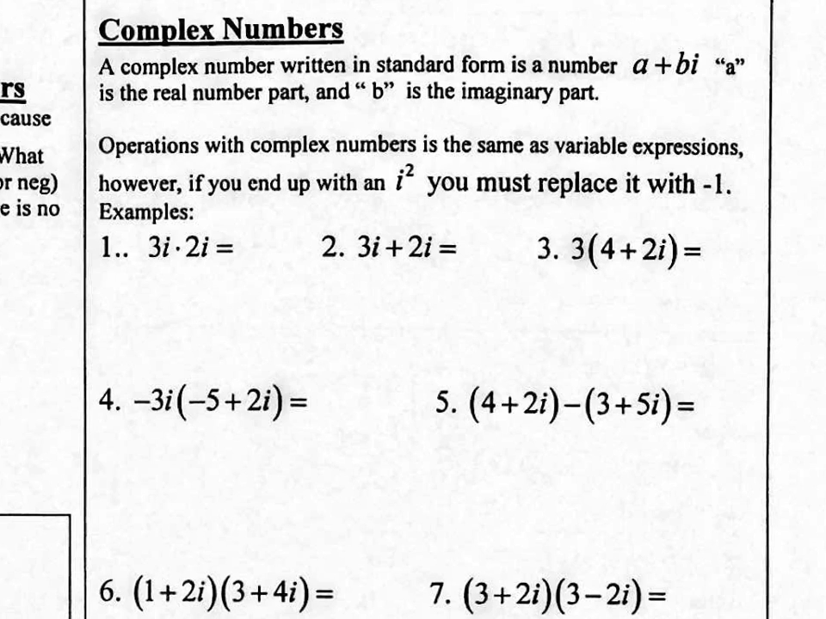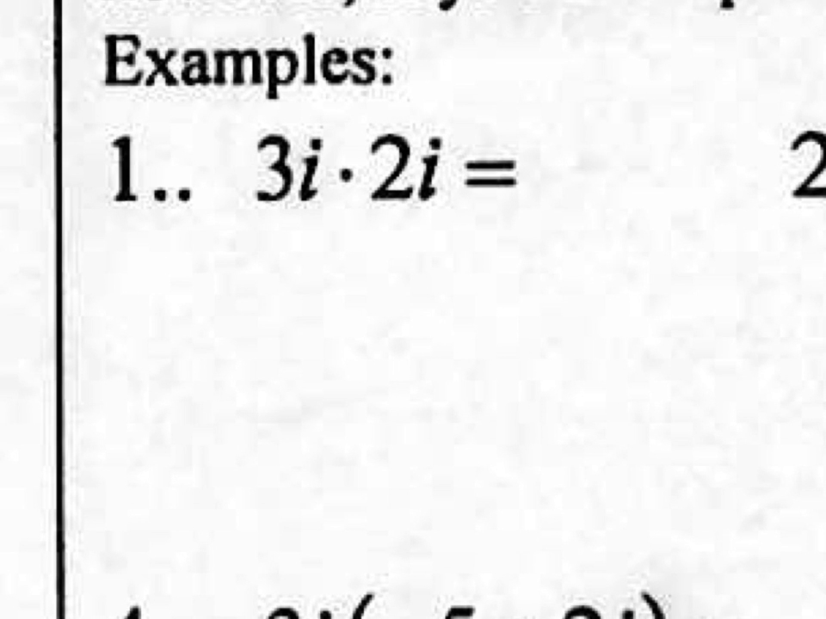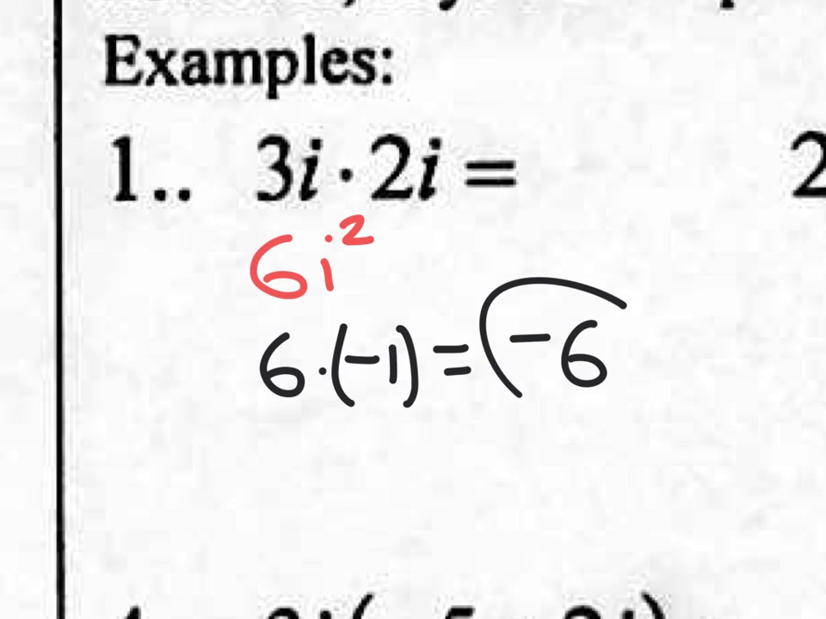Okay? Let's continue reading here. Operations with complex numbers is the same as variable expressions. However, if you end up with an i squared, you must replace it with negative 1. That's the only catch. That's the only detail. So when I look at number 1 right here, if I pretend that that's a 3x times 2x, my answer would be 6x squared. In this case, it would be 6i squared. However, we know that i squared is really negative 1, so my final answer is going to be what? Negative 6, because I really have 6 times negative 1. So my final answer is negative 6. Cool?